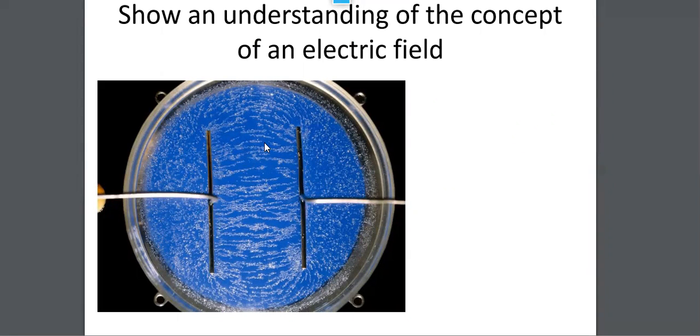Here you can see some pieces of metal that they probably hooked up to a battery or something like that. You can't really see electric fields, they're invisible, but if we put some particles inside of oil, the charges are deposited onto them and then they become charged and show us what the field lines look like. We can see these field lines in between these plates, and then they go out towards the end here, right?